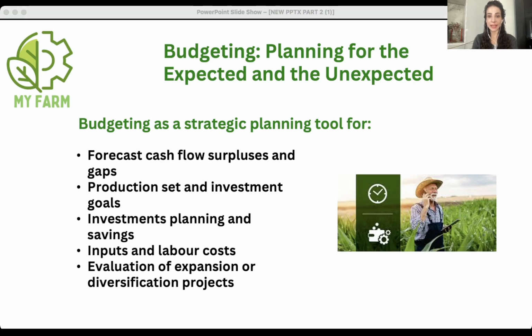So, key tools include budgeting. So this includes planning for the expected and the unexpected. It's more than estimating cost. It's the strategic roadmap that allows farm managers to predict seasonal cash flow peaks and also the gaps, set production and investment goals, plan investments or saving strategies, anticipate input and labor costs, assess the viability of expansion projects.